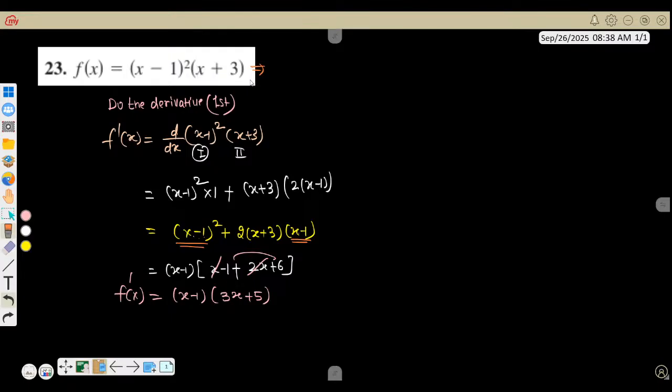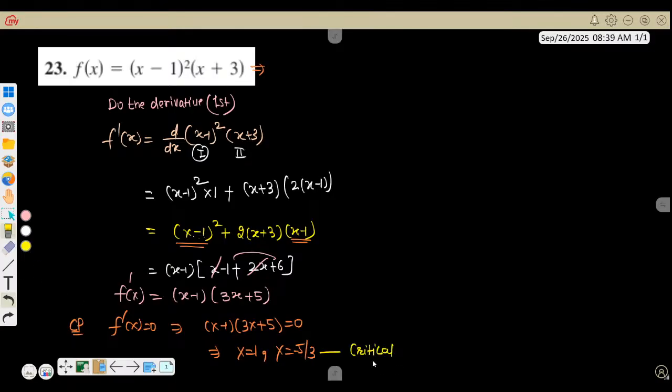I will explain what happens if I open it, and how our work increases if we open it and then apply the derivative. Now you can see, if I want to find the critical points, I have to put f dash x equal to 0. So by setting this, I have x minus 1 or 3x plus 5 equal to 0. This gives me x equal to 1 or x equal to negative 5 by 3. So these two are my critical points.